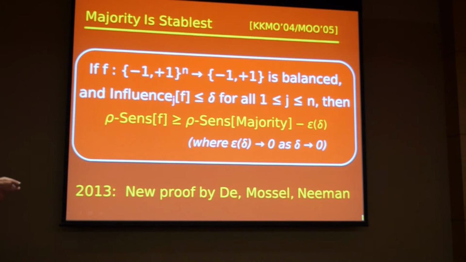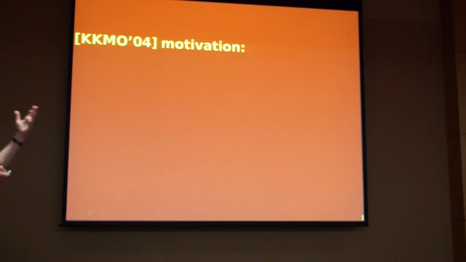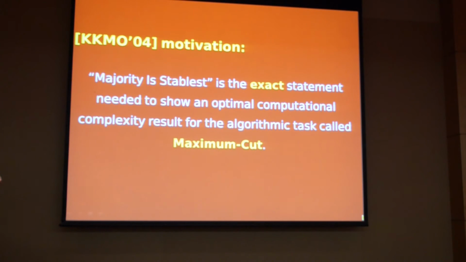Now, let's go back to the 2004 paper that made this conjecture. Subhash and Guy and Elchanan and me were originally not really interested in voting. We're theoretical computer scientists. So why do we make this conjecture about the most stable voting rule? Well, if you saw Subhash's talk, you know that, sort of amazingly enough, this Majority Is Stablest fact about voting schemes is literally exactly the statement you need to prove in order to show an optimal computational complexity result for an algorithmic task called max cut, which in fact Subhash talked about.